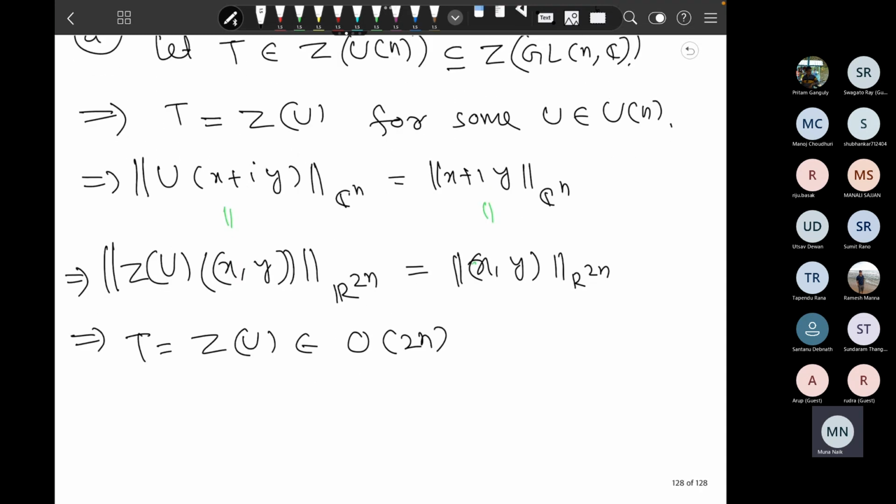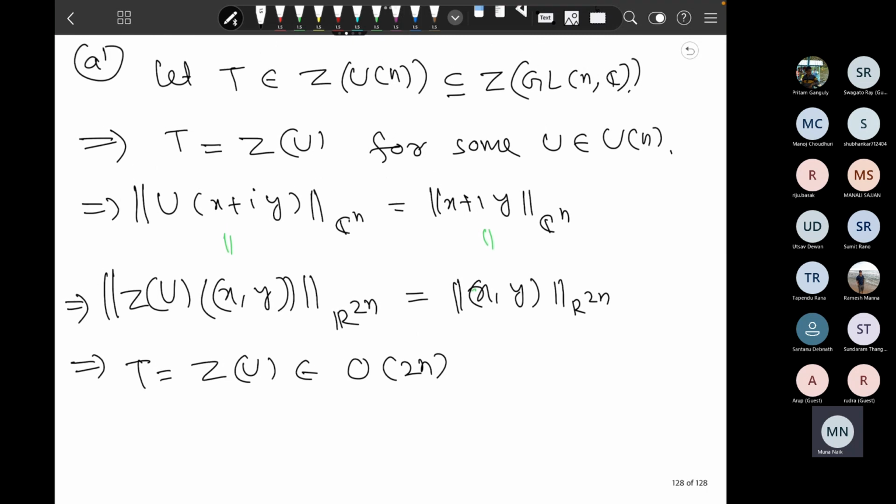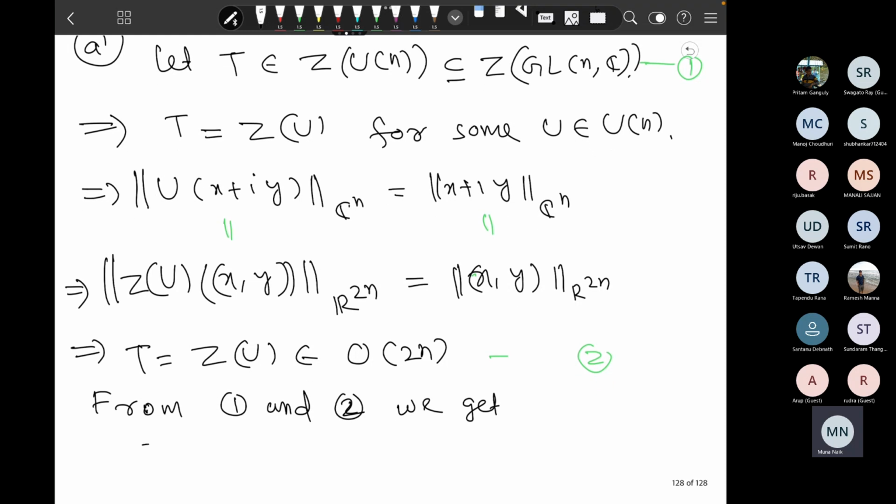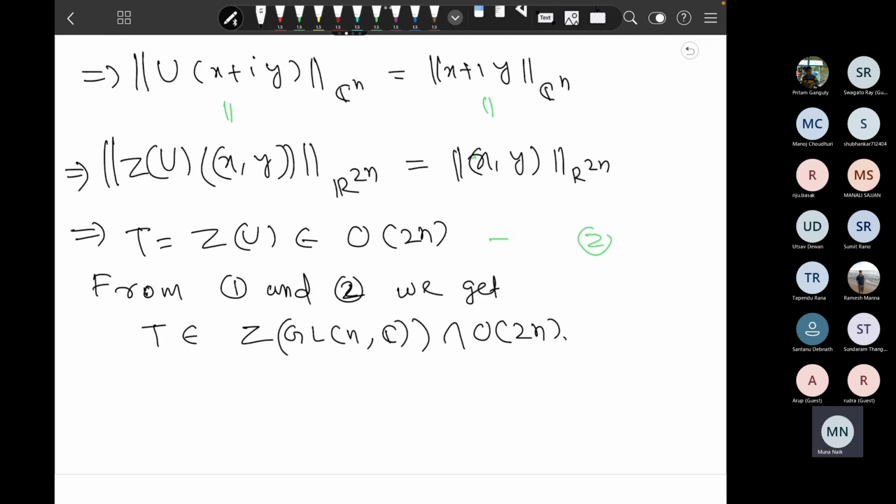This is clear. Now T is equal to Z(U), so T belongs to O(2n). So you started with, call this 1, call this 2. From 1 and 2 we get T belongs to Z of GL(n, C) intersection O(2n). This is clear.